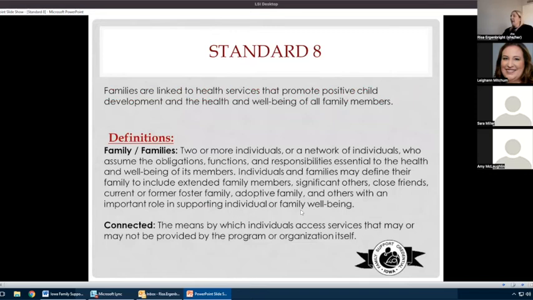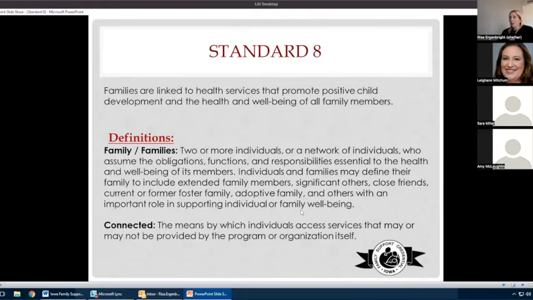All right, so digging into standard 8. At the first order level, the standard says families are linked to health services that promote positive child development and the health and well-being of all family members. So we're really going to be talking a lot about health services, linking families to health services, determining the needs of those families, and then making those referrals and those linkages and what that all looks like. So we've got a couple of definitions that we want to make sure we're clear on first.